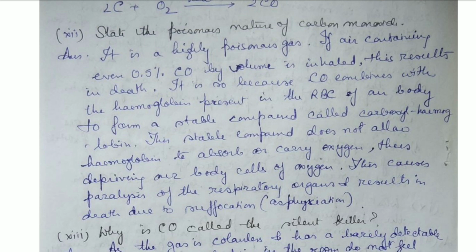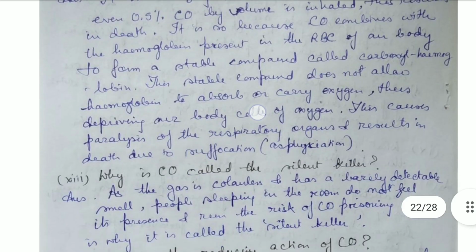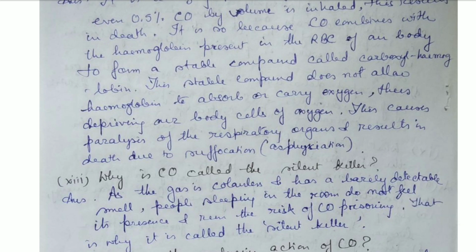And this stable compound does not allow the hemoglobin to absorb or carry oxygen. Thus the body cells are deprived of oxygen, and that is why this causes paralysis in the respiratory organs. The lungs, the trachea, all the respiratory organs become paralyzed due to the unavailability of oxygen, and that may result in suffocation and death, which is known as asphyxiation.